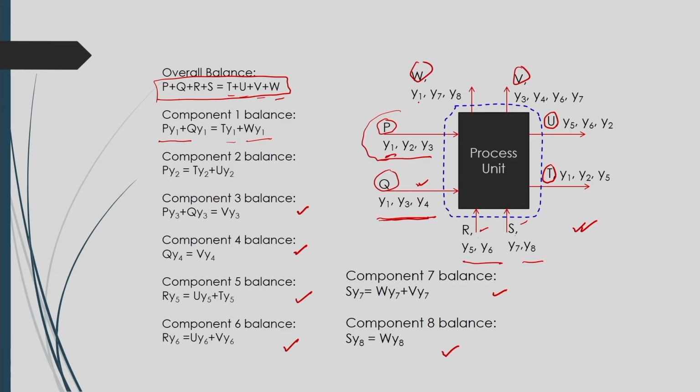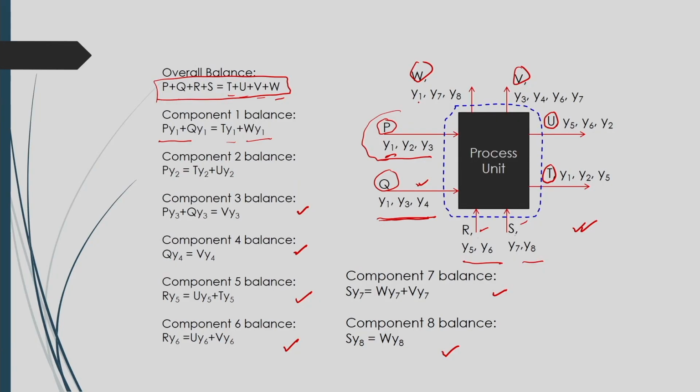Now, how many unknowns are there here? The unknowns are P, Q, R, S, T, U, V, W. Here a total of 8 unknowns are there, and also the compositions Y1 to Y8. So 16 unknowns are there. Is it possible to solve for these 16 variables? Of course, but how many equations are we getting? 1, 2, 3, 4, 5, 6, 7, 8, 9 equations, whereas we need 16 equations. Another 7 equations are required to solve for these unknown variables.